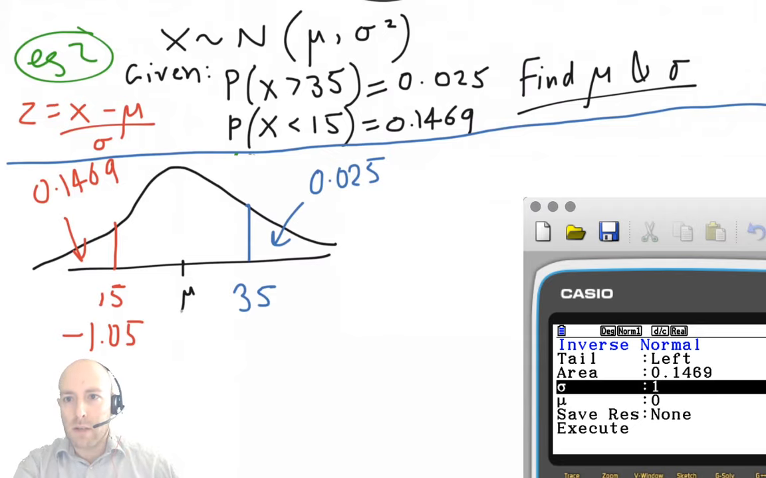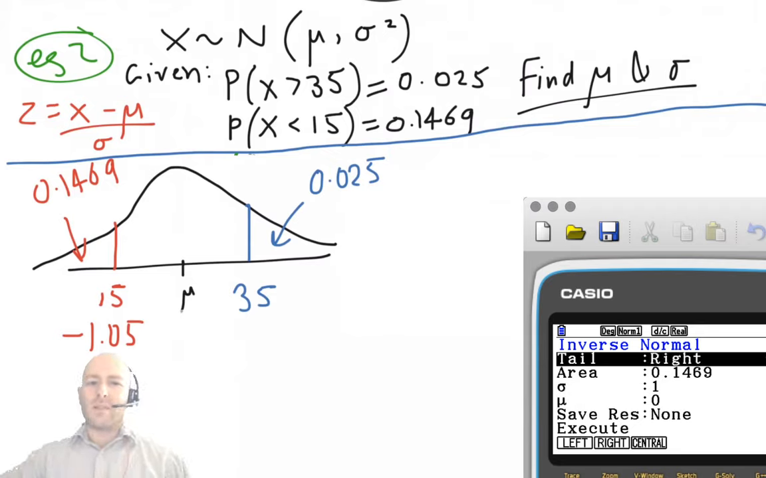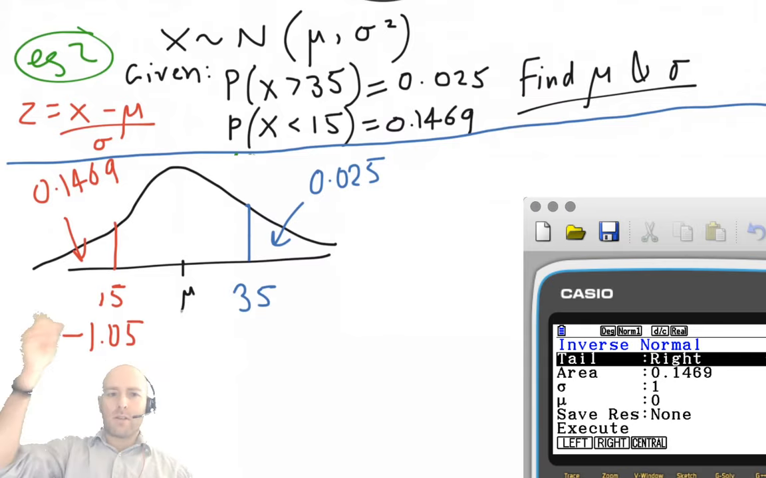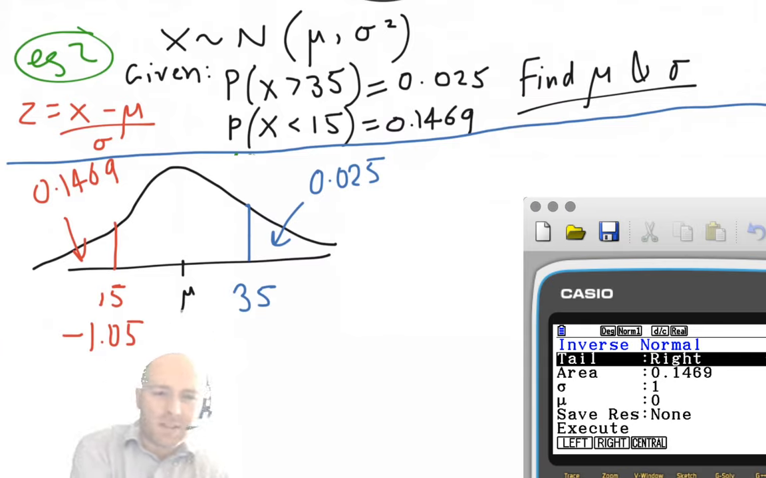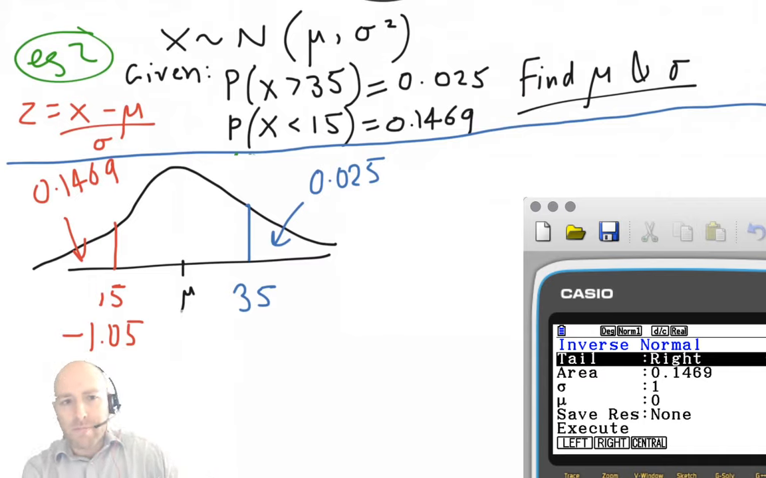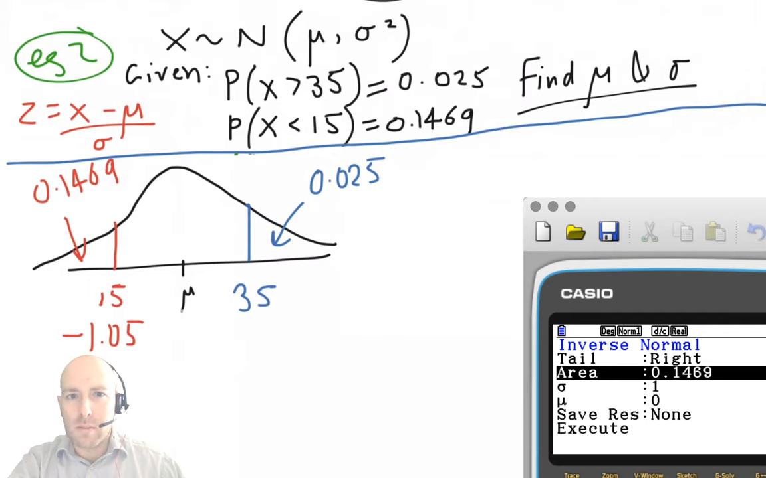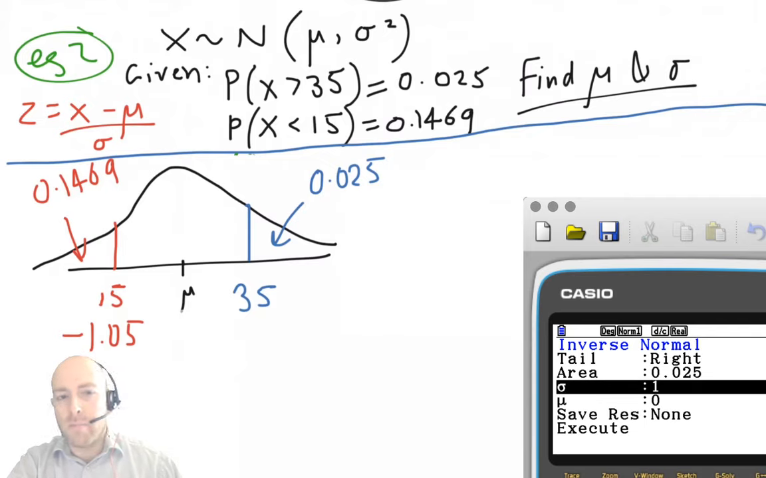Same idea now. We're going to put the tail to the right. Remember, if you're on a ClassWiz, there's an extra step. You've got to do 1 minus the probability because the ClassWiz only does less than. For this next one, on the ClassWiz, just type it. It'd still work, but you've got to have that extra step.